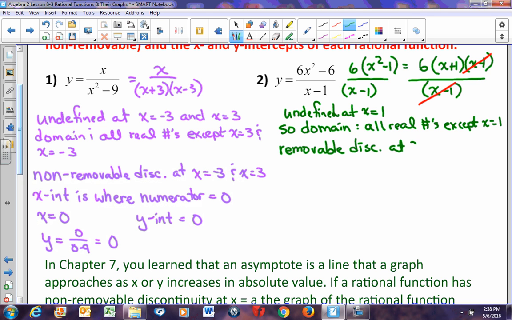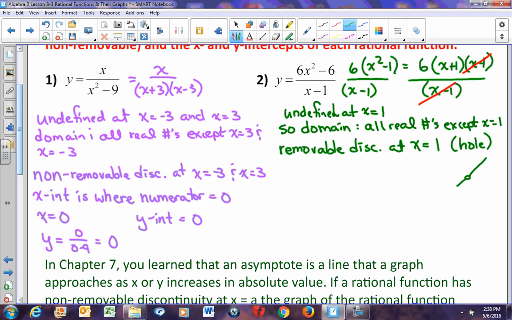At x equals 1, you solve that. Okay? Which means that's a hole at x equals 1. Removable discontinuity at x equals 1 means I have a hole there. So if it was a straight line graph, it would go like this. There'd be a hole in a straight line graph. And that's all it means.